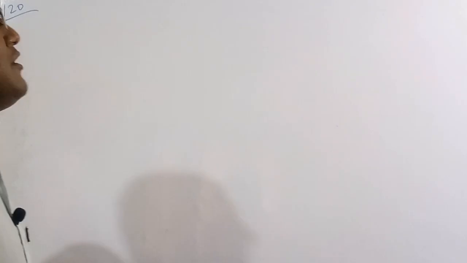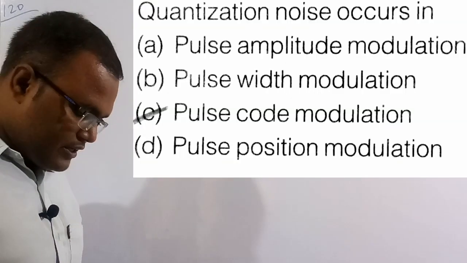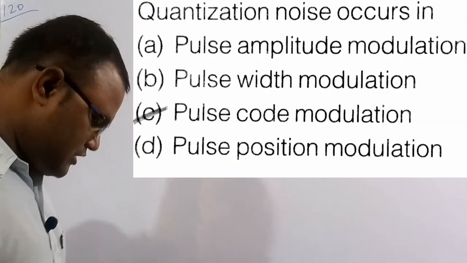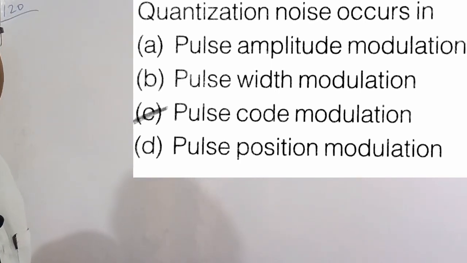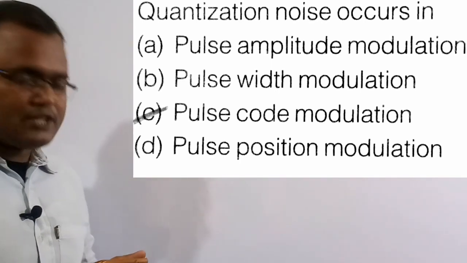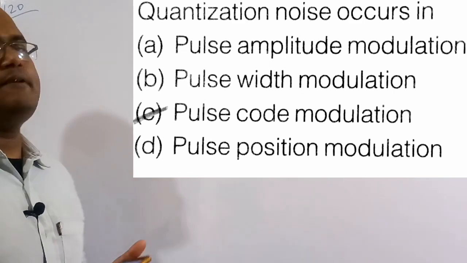So now we are going to solve the 120th question. See the question here: the quantization noise occurs in. So quantization noise is going to occur only in PCM, pulse code modulation. So option C is the correct solution of this question. We have already discussed it in the previous example itself.